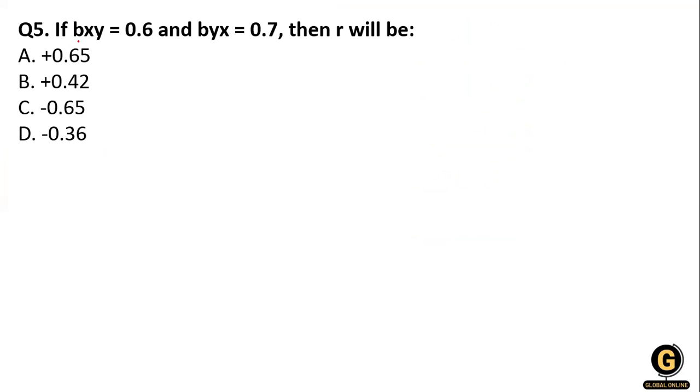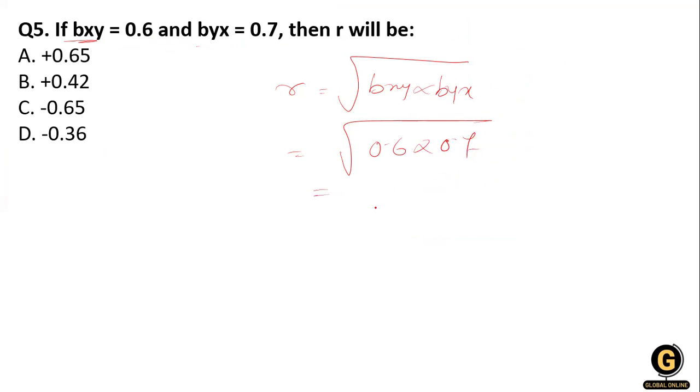If bxy is 0.6 and byx is 0.7, then what is r? What is the formula of r? r equals the under root of bxy multiplied by byx. So it is the under root of 0.6 multiplied by 0.7. When we calculate it, the answer will be 0.65. Minus or plus? Yes, plus, because the correlation coefficient carries the sign of plus, so the answer will be plus.